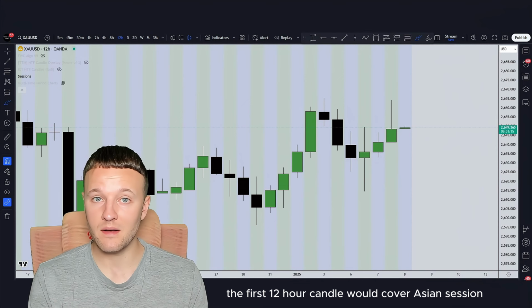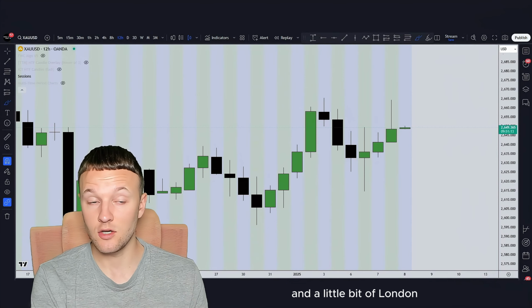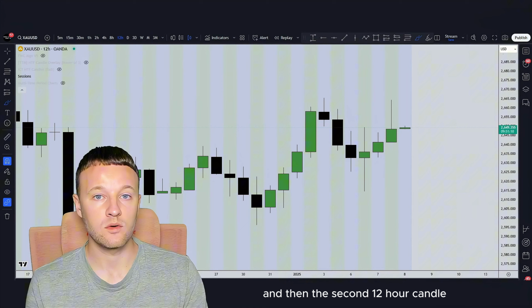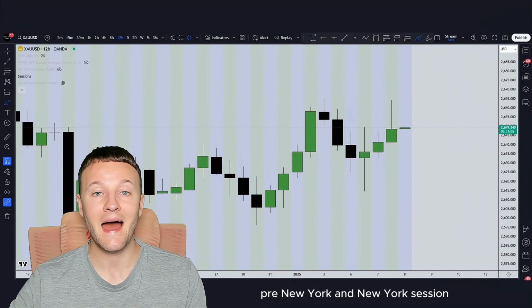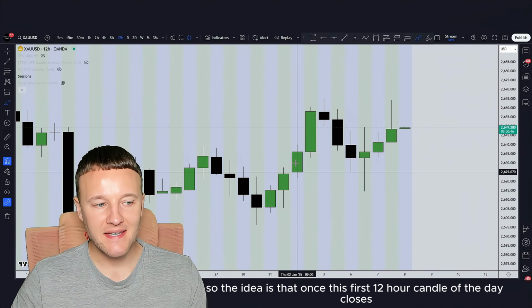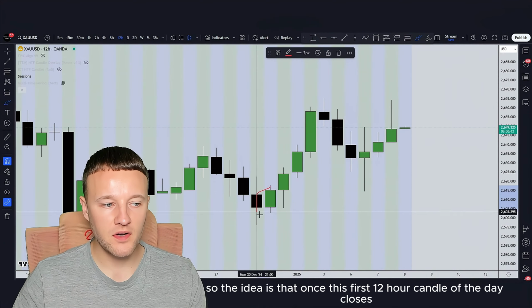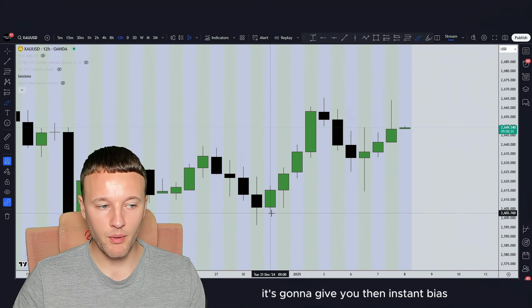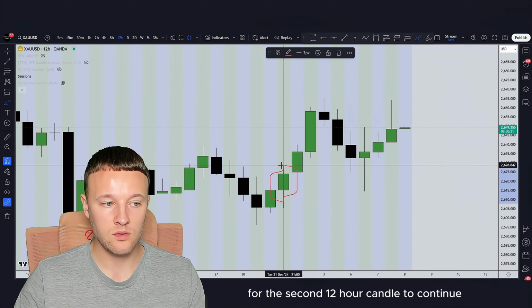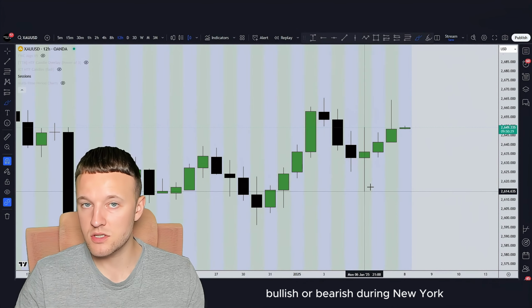The first 12-hour candle would cover Asian session and a little bit of London, and then the second 12-hour candle, which is the most important one, would cover the rest of London, pre-New York and New York session. So the idea is that once this first 12-hour candle of the day closes, it's going to give you instant bias for the second 12-hour candle to continue bullish or bearish during New York session.